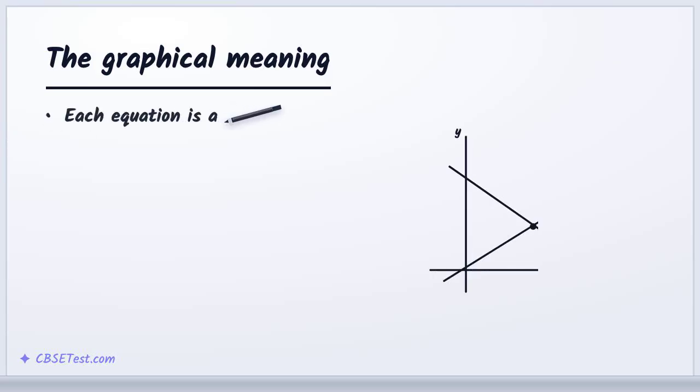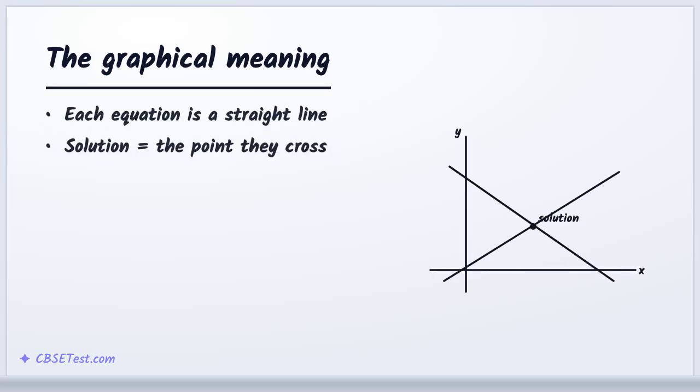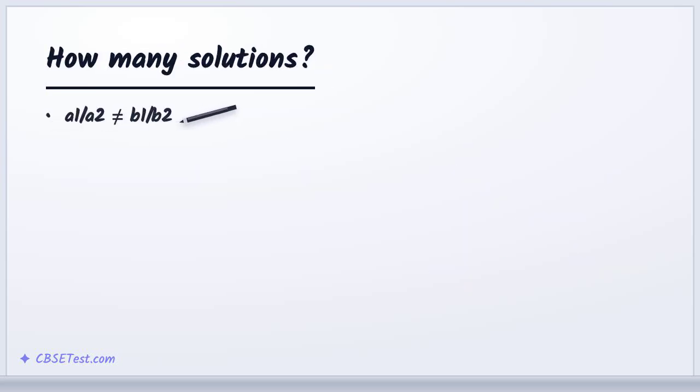Each equation draws a straight line. The solution of the pair is the point where the two lines cross, the x and y that satisfy both at once. Compare the coefficients.